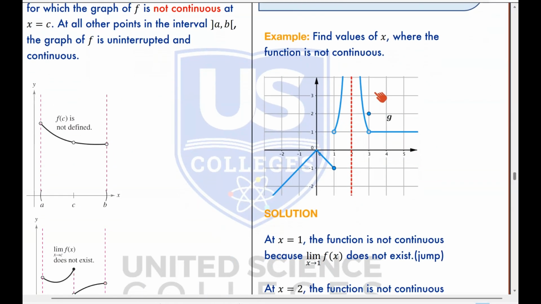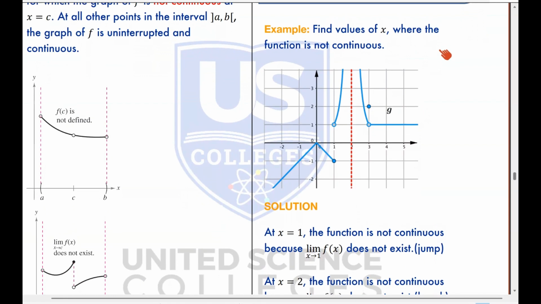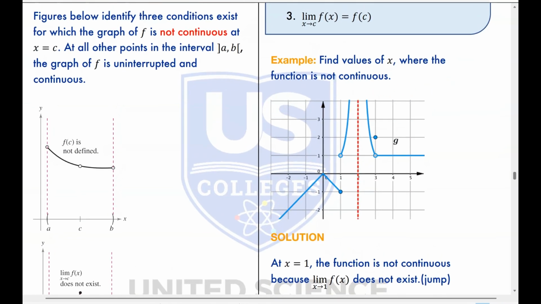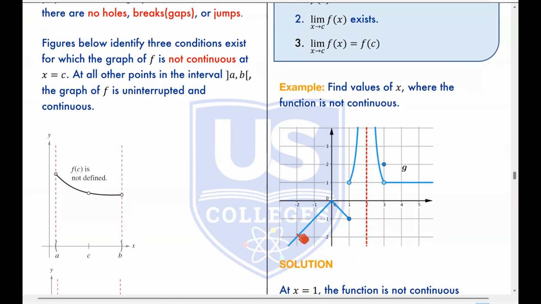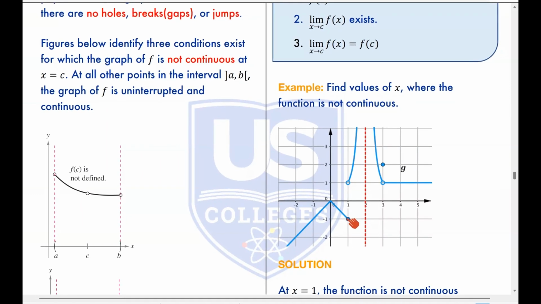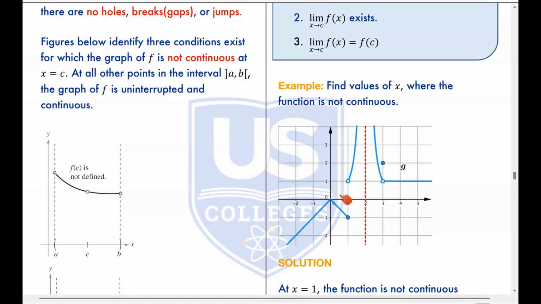Let's take a look at an example. Find values of x where the function is not continuous. When I start graphing, I start from the left, I graph until 1. When I come to 1, the graph is broken. I should jump up to continue drawing. So there is an interruption here. I cannot draw my graph without lifting my hand, without lifting my pencil. So at that point, there is a jump, a disconnection. So 1 is a point of discontinuity.